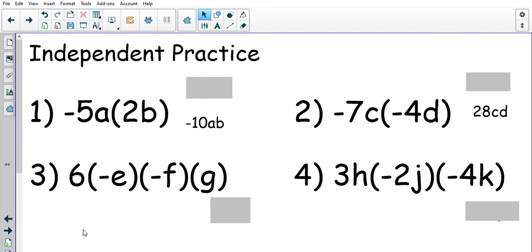Number 3, we've got a negative times a negative. That's going to get us a positive. So I would write 6EFG. Again, 2 negatives make a positive, 6EFG.